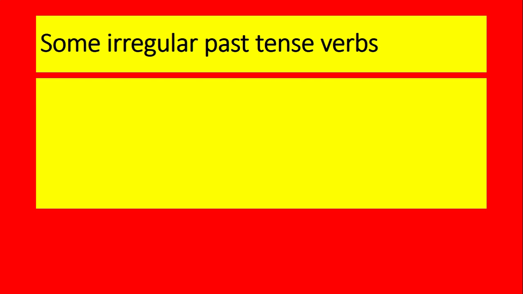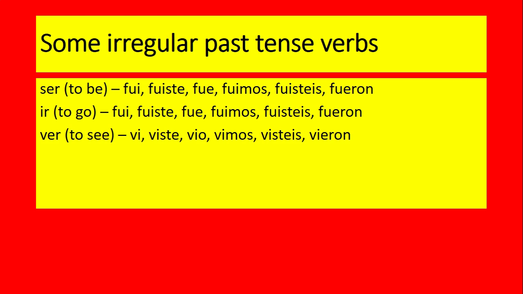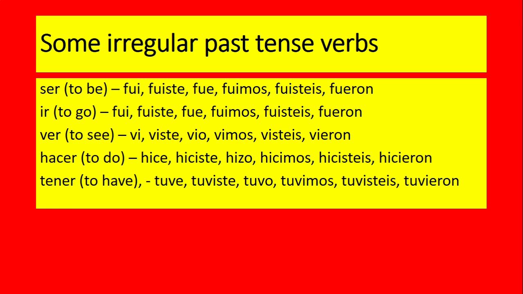There are some verbs, unfortunately, that are irregular in the past tense, like the verb to be, to go, to see, to do, and to have. And this is how they go in the past tense. Unfortunately, you need to learn these separately. The good news is the verbs ser and ir, to be and to go, are exactly the same in the past tense. So fui can mean I was, it can also mean I went.